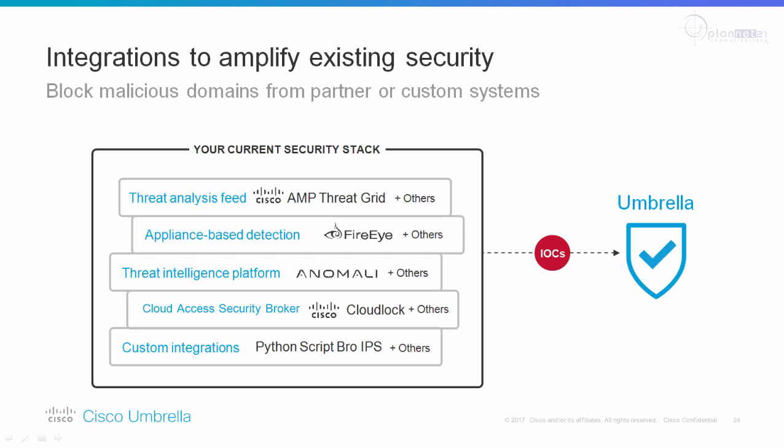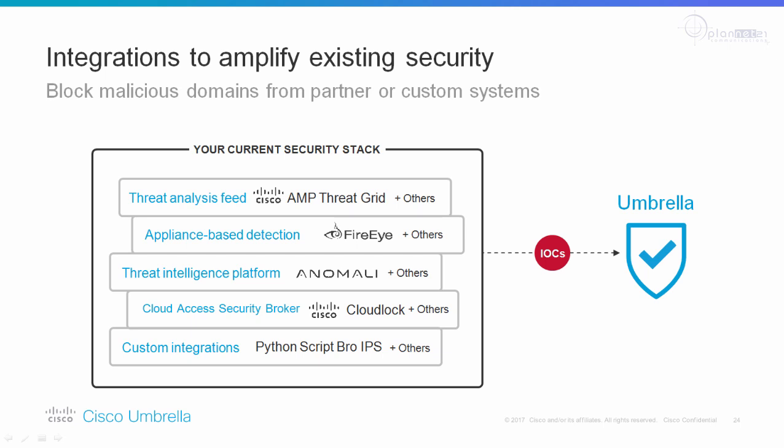Then you have appliance-based detection. You can easily integrate intelligence from on-premise threat detection security appliances like FireEye and others into Umbrella. This extends local security globally, enforcing protection across all locations and roaming users without additional boxes. Threat intelligence platform. Share intelligence from aggregated sources of threat intelligence like Anomali with Umbrella.